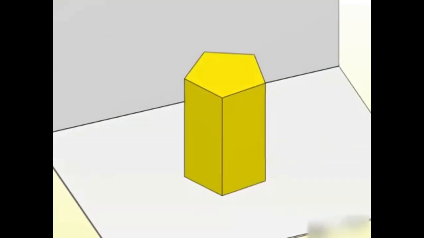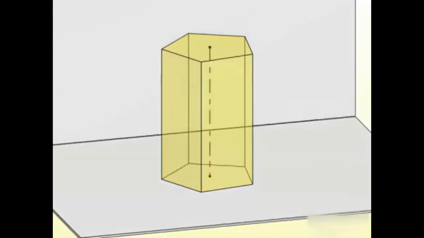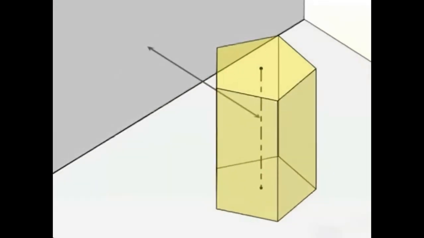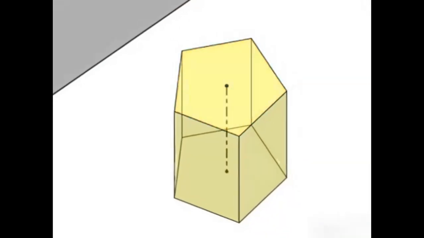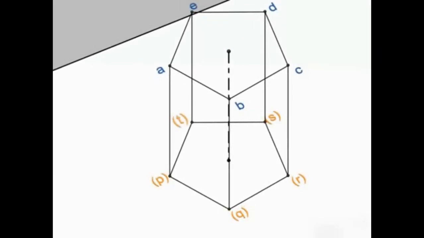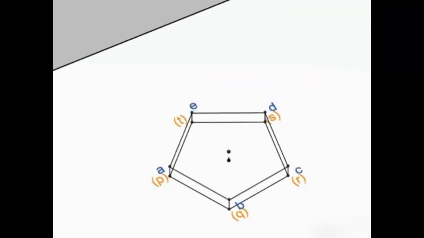First, we'll illustrate the case where a regular pentagonal prism of side 50 mm and height 120 mm is resting on HP with its axis perpendicular to HP and parallel to VP. It has two faces, A, B, C, D, E and P, Q, R, S, T. Here, its top view will appear as a regular pentagon on HP.